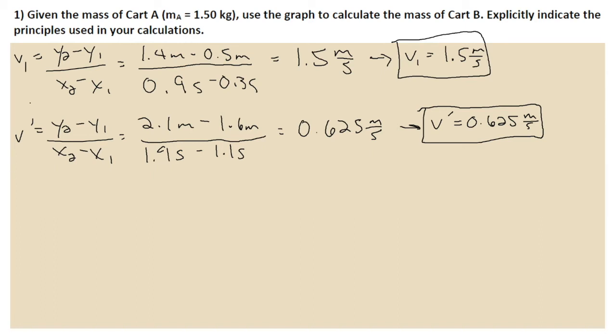You can use MA like they gave you in the problem. It doesn't really matter. But now we know M1 or MA is 1.50 kilograms. V1 is 1.5 meters per second, v prime is 0.625 meters per second, and we are looking here for m2. Take a second to pause this video here and calculate the mass of this second cart, and when you hit play, we'll move on.